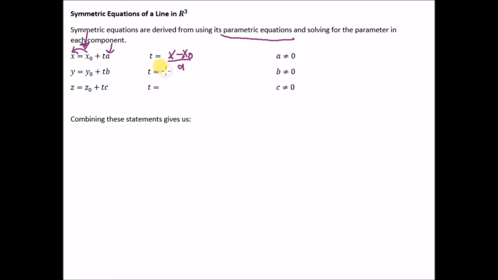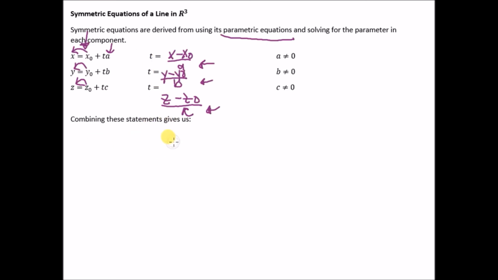Likewise, we bring over this y naught, we get y minus y naught over b, and for z, I'm just going to put it down here because I don't want to squish it in, z minus z naught over c. So there are our three equations when we isolated for t. And just note that the denominator cannot equal 0. So A, B, or C cannot equal 0 in symmetric equations.